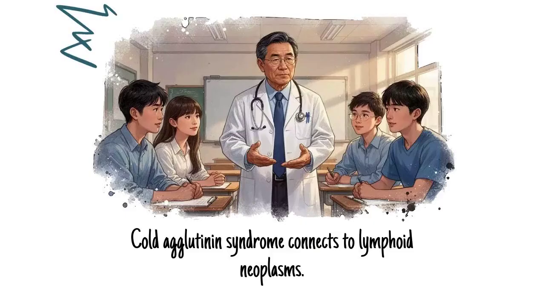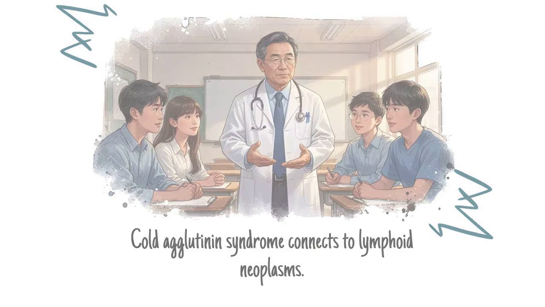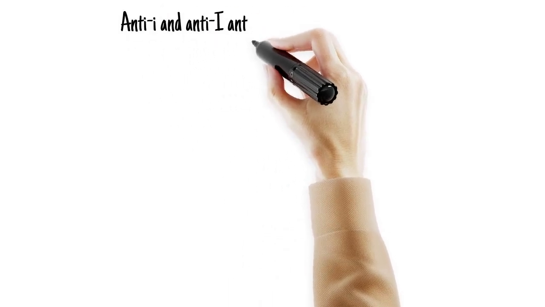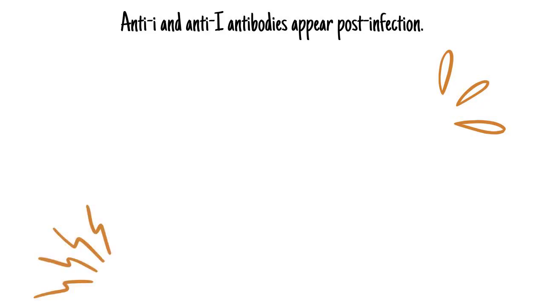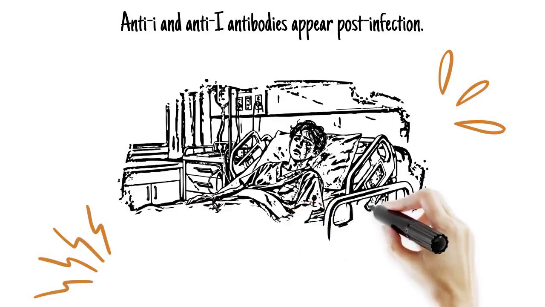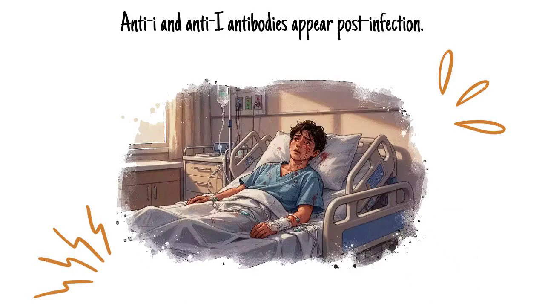The acute form is transient, usually following an infection. Anti-i antibodies emerge after Epstein-Barr virus infection, infectious mononucleosis, while anti-I antibodies appear with Mycoplasma pneumoniae infection, and the finding of cold agglutinins can actually help make the mycoplasma diagnosis.